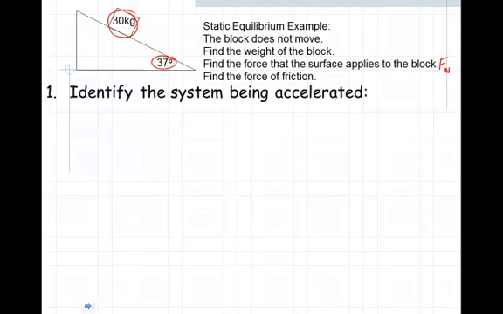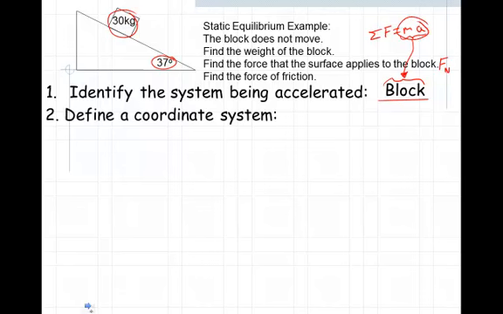First, we need to identify the system that's being accelerated. It is indeed the block. Now, this is really important because in the equation, where the sum of the forces equals mass times acceleration, the block refers to both the mass and the acceleration in that part of Newton's second law.